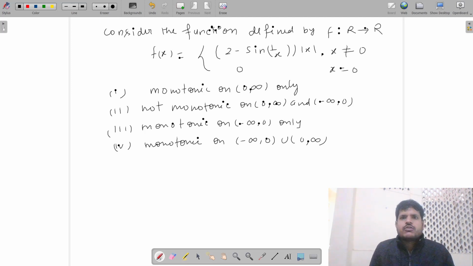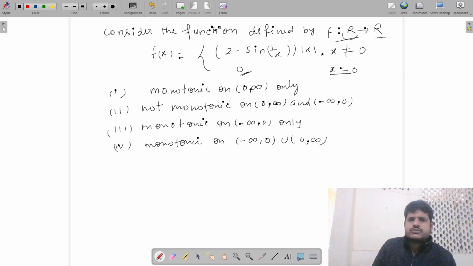Today I am going to solve one more problem, and this is a problem from monotonic functions. Here we have a function defined from the set of real numbers, R to R. Capital R stands for the set of real numbers. And f(x) equals (2 minus sin(1/x)) times modulus of x when x does not equal 0, and the value of the function will be 0 when x equals 0.